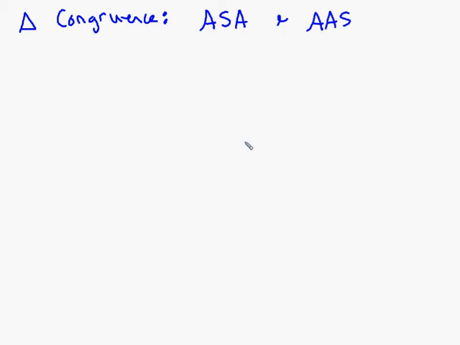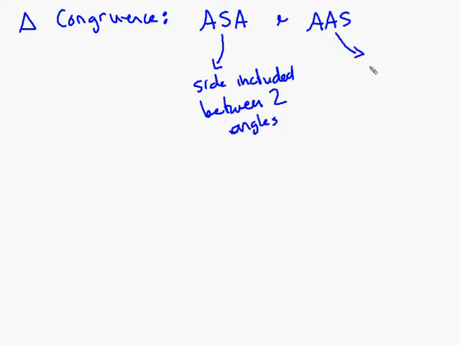Notice, not two sides. Now this means we have a side included between two angles. And this one is in the order: I have an angle, I then have another angle, and then I have a side. So nothing's included. It's just in that order. So let's talk about being included once more.